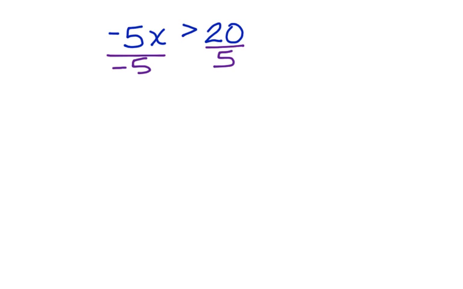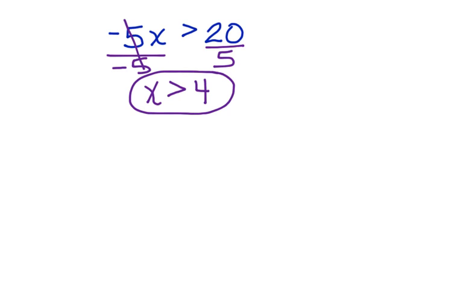Do you know how to solve an inequality by using multiplication and division? Let's take a look at how to do this. Negative 5x is greater than 20. To solve this problem, we're going to use the inverse of multiplication, which is division. And we're going to divide both sides by negative 5. Negative 5 divided by negative 5 cancels, bring down the x. X is greater than 20 divided by 5, which is 4.